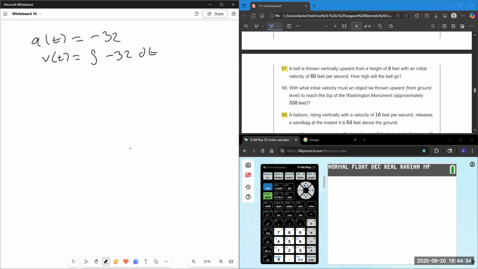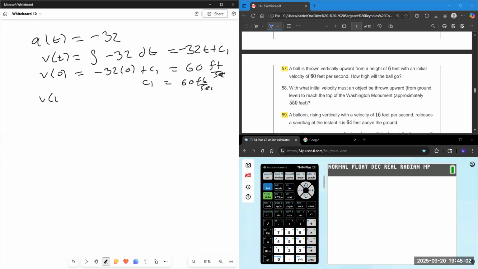Since everything is changing with respect to time, that's going to be -32t plus c1. And we were given an initial velocity when time was 0. So that's -32 times 0 plus c1 will be 60 feet per second. c1 is 60 feet per second. So v of t is -32t plus 60.